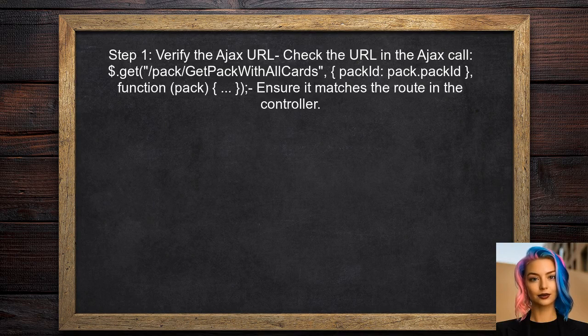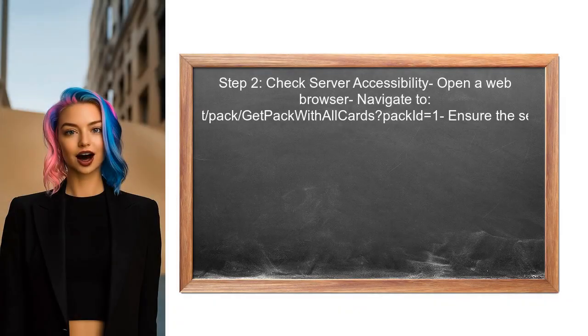To begin resolving the user's issue with the Ajax call, we should first check the URL being used in the Ajax request. The user needs to ensure that the URL matches the route defined in the controller. Next, the user should confirm that the server is running and accessible.